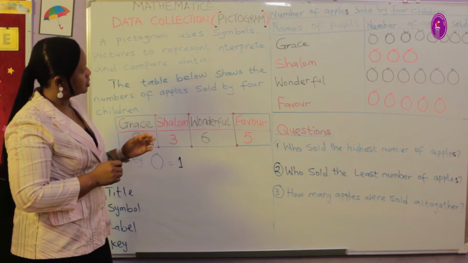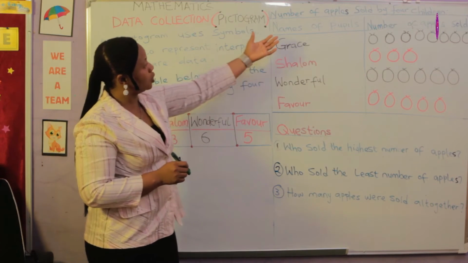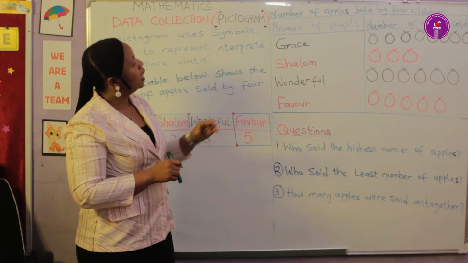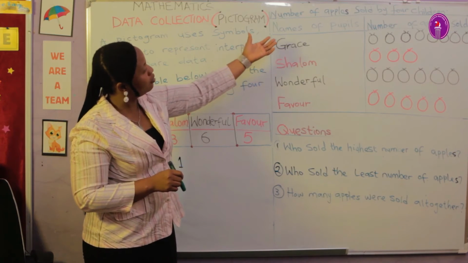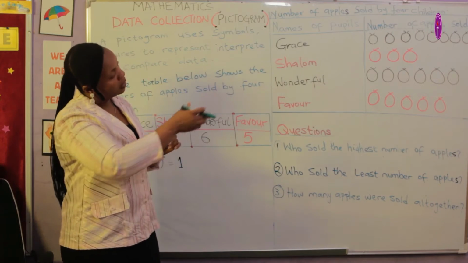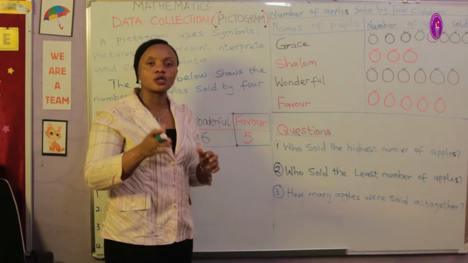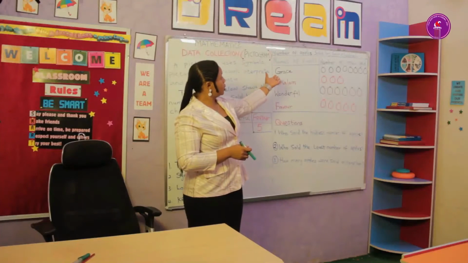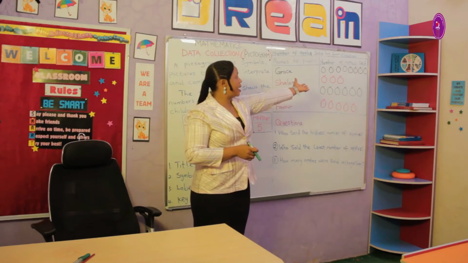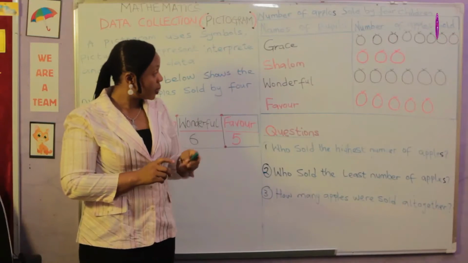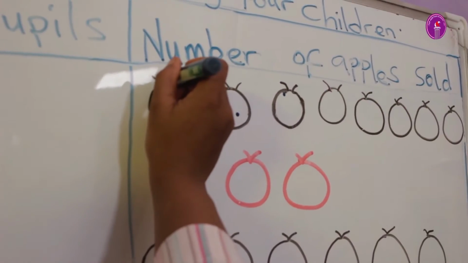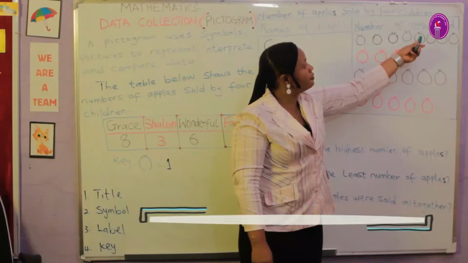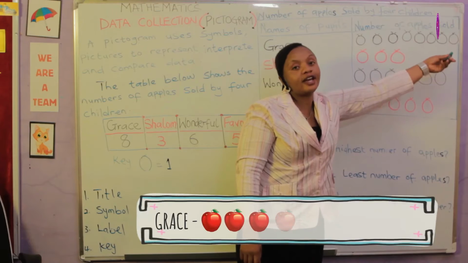Now, let's draw the pictogram of this data. On my left, we have the number of pupils, and on my right, we have the number of apples sold by each pupil. Now, Grace sold 8 apples. So let's draw. We have 1, 2, 3, 4, 5, 6, 7, and 8.